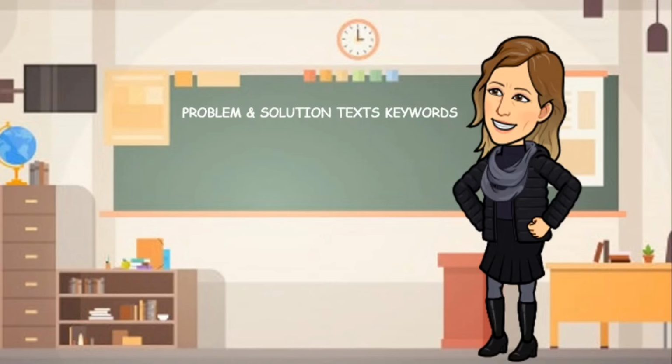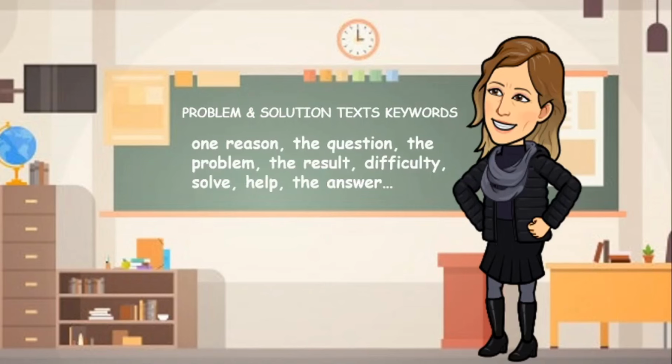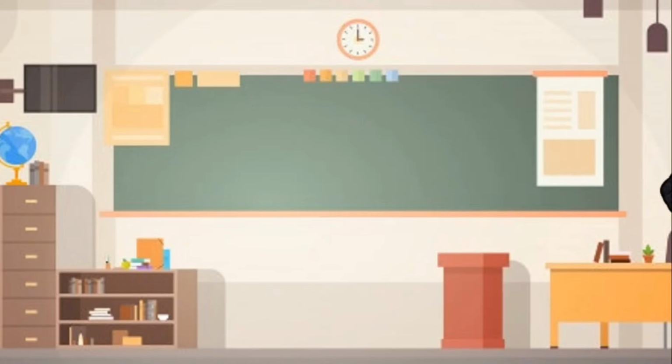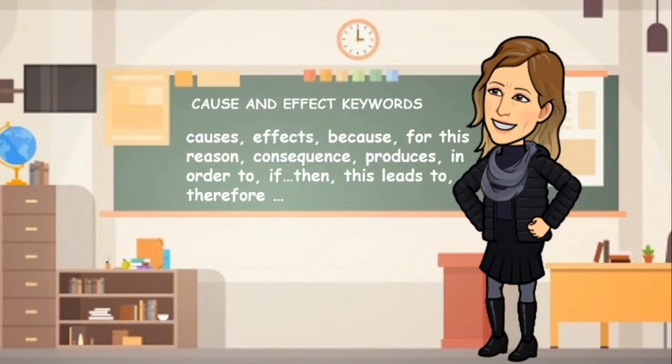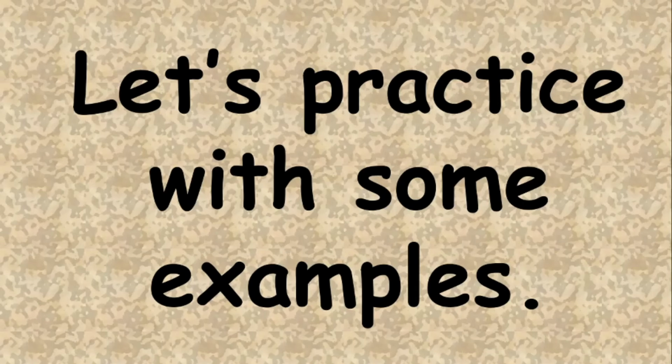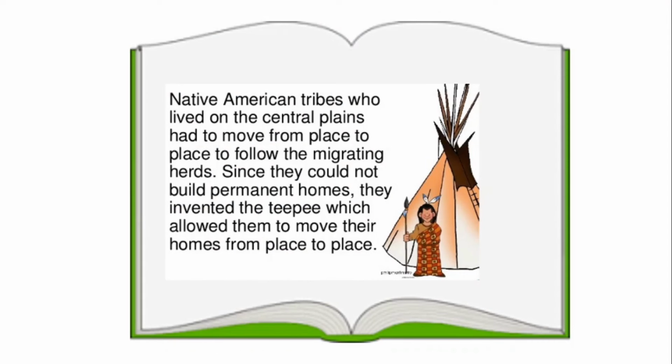Some problem and solution text keywords could be words like one reason, the question, the problem, the result, difficulty, solve, help, and the answer. Cause and effect keywords could be words like causes, effects, because, for this reason, consequence, produces, in order to, if, then, this leads to, and therefore. Let's practice with some examples.